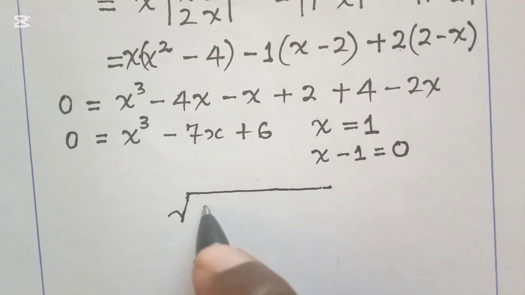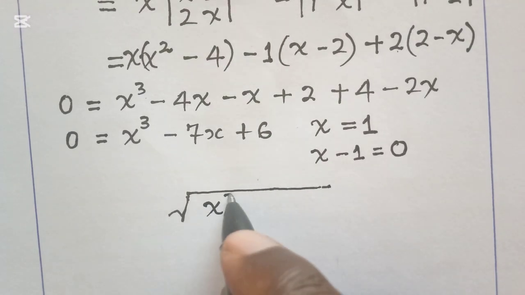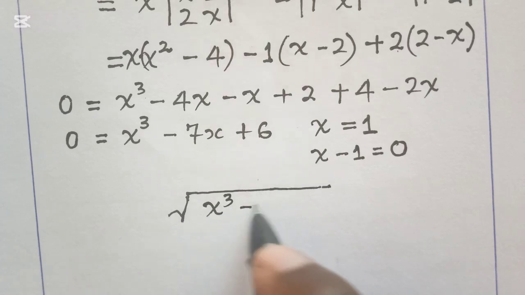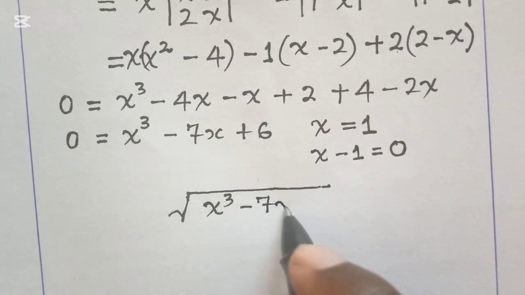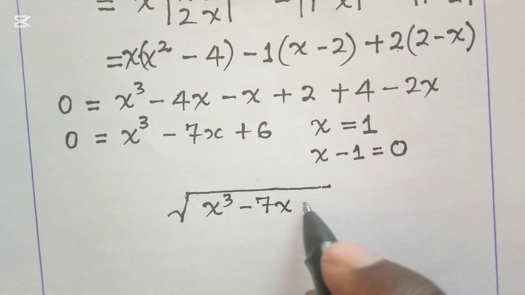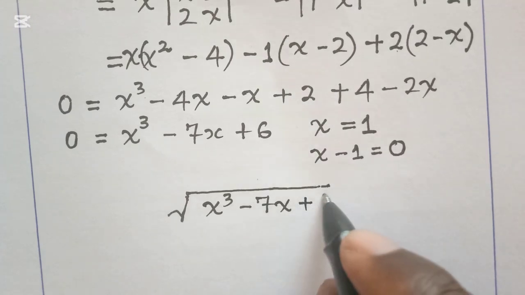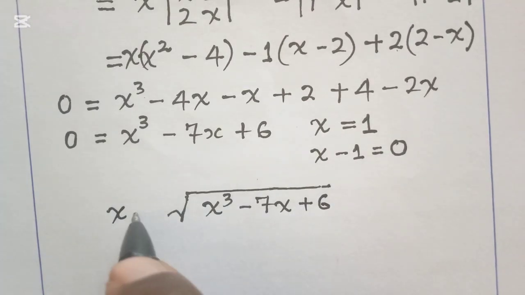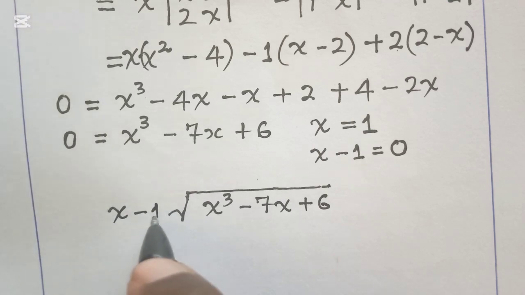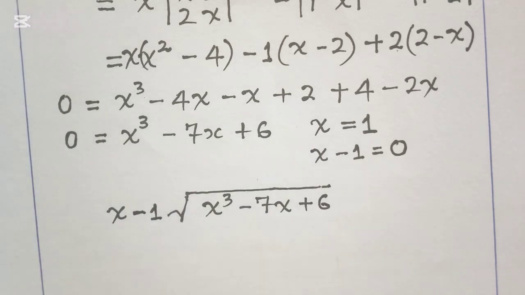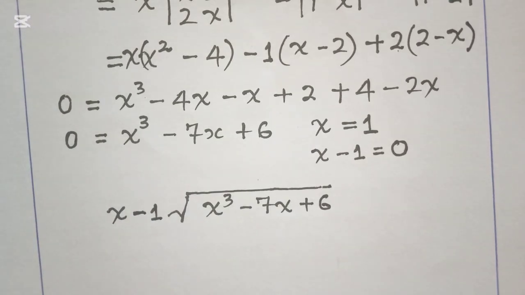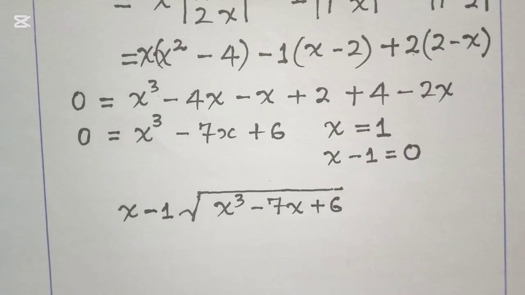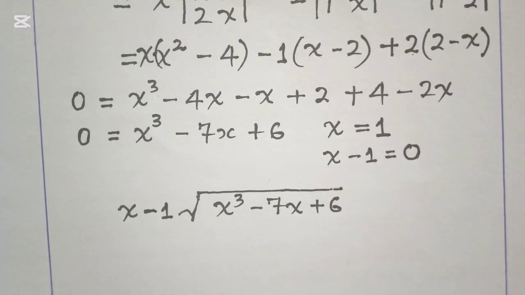That is x cubed minus 7x plus 6. I divide it now by x minus 1. This will enable me, guys, to get the other factors. And of course, we are going to have one factor, and that factor will produce two factors.